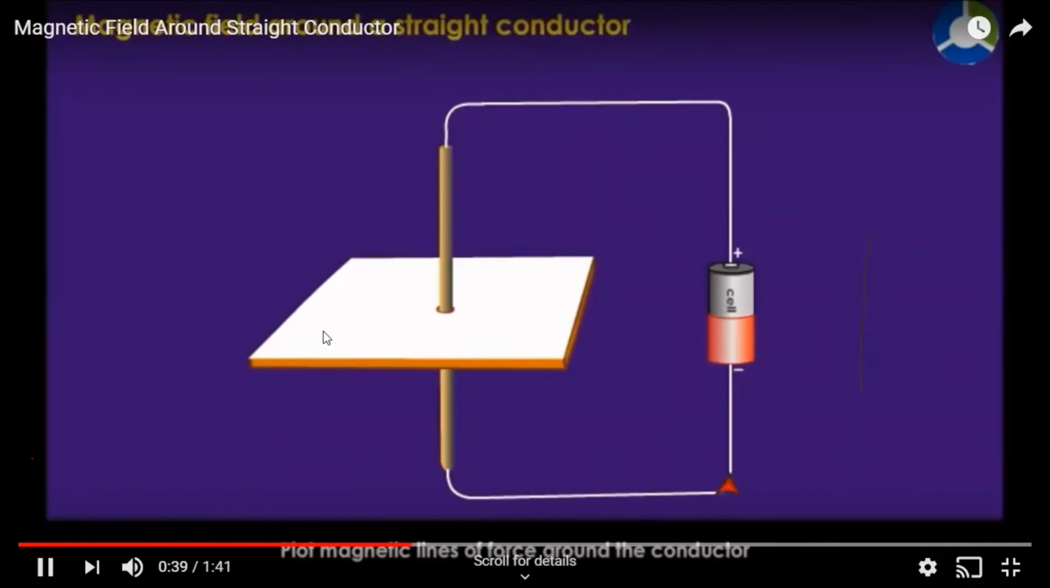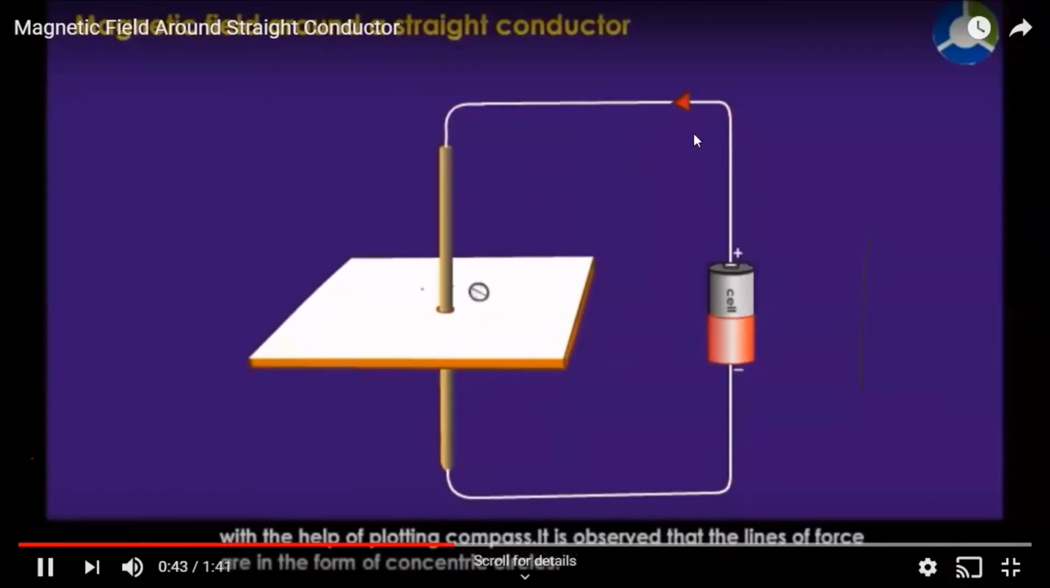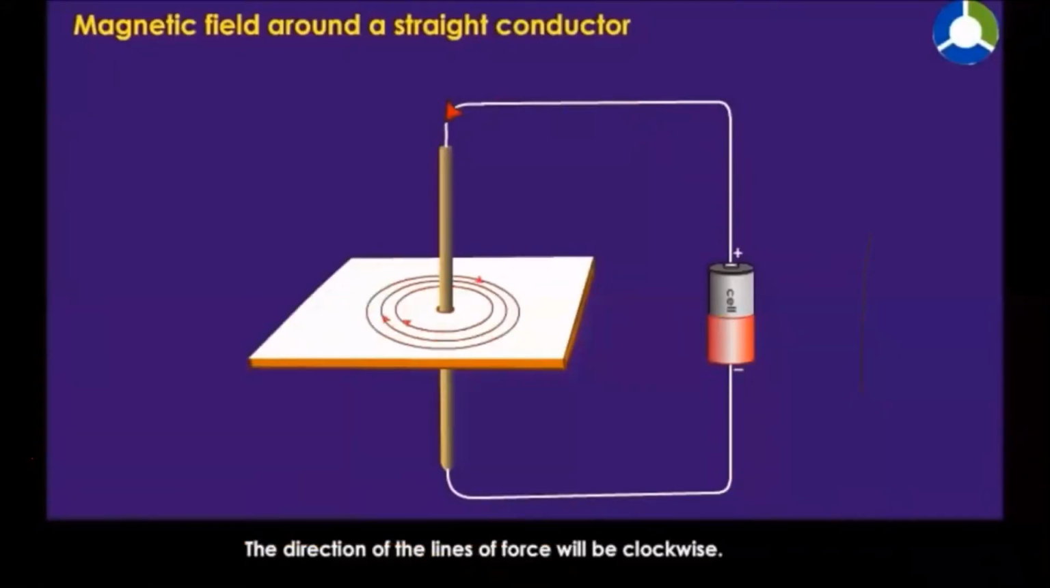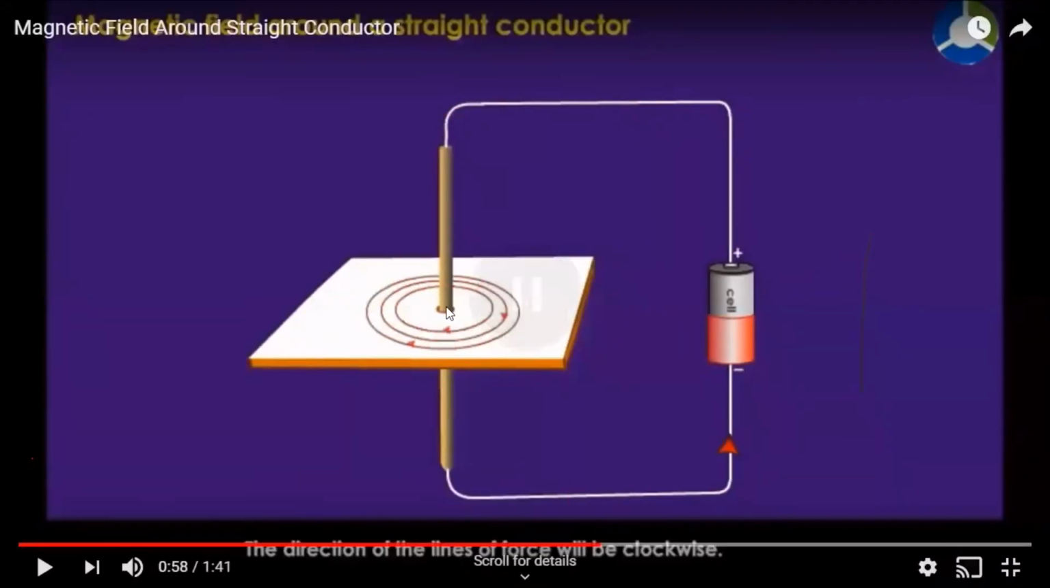There is a current carrying supply, positive and the negative. The direction of conventional current is from positive to negative. And this is a paper board, and they have plotted magnetic field lines around the wire. And you can also use the right hand grip rule to find out the direction of the magnetic field lines as well. Use right hand grip rule.